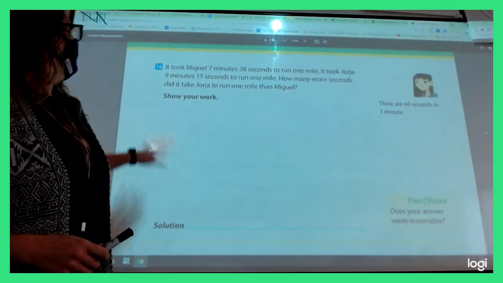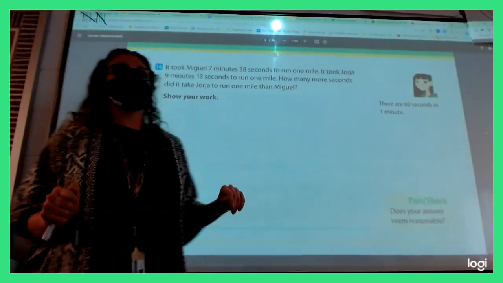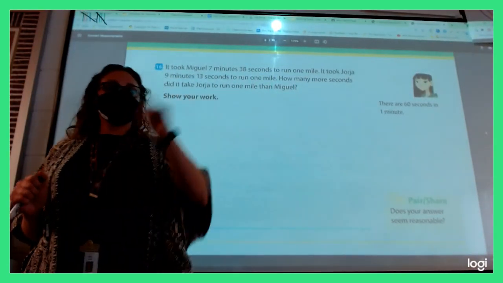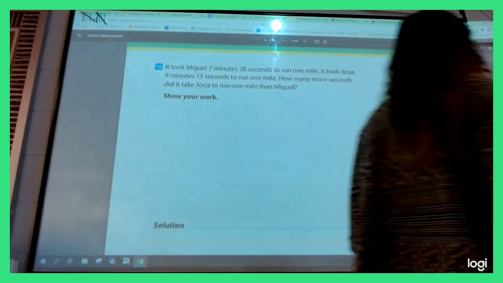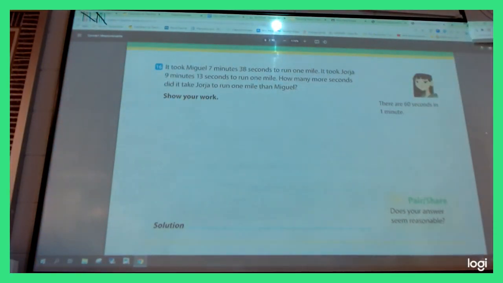All right, now we're looking at number 16. Do I have someone that would like to read that one for me? Angie? It took Miguel 7 minutes and 38 seconds to run 1 mile. It took Georgia 9 minutes 13 seconds to run 1 mile. How many more seconds did it take Georgia to run 1 mile than Miguel?